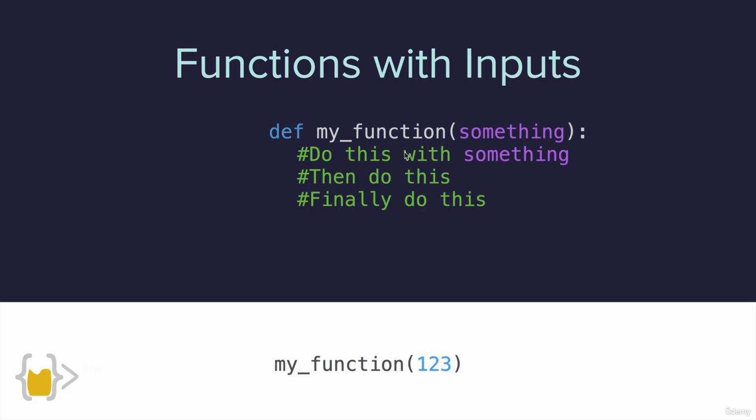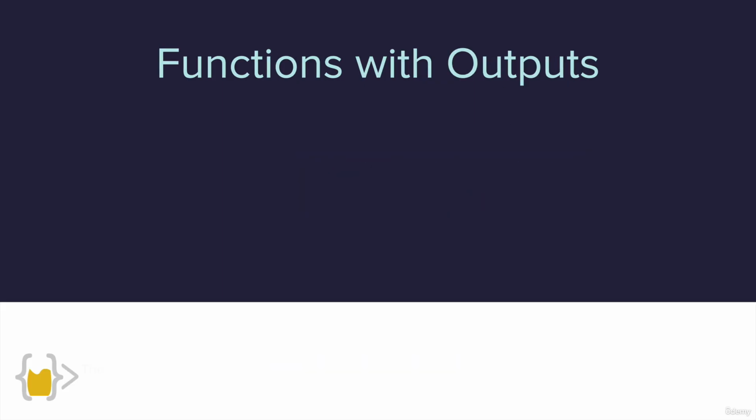The second type of function, the functions which allow for inputs, gives us the ability to modify the code in the function and to get it to do something different each time depending on what input was passed in. We're now on to the final sort of flavor of functions, and these are functions which allow you to have an output once the function is completed.